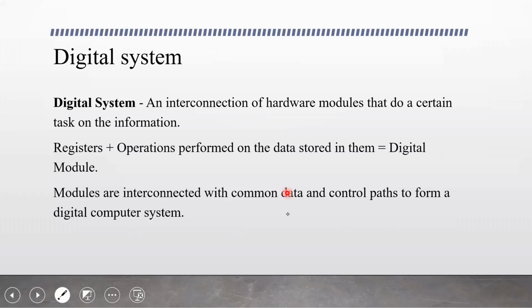If you take a subcomponent, it is defined by its registers. It contains registers and the operations that are performed on the data stored in the registers. Registers contain data, and the operations performed on that data define the digital module. Many modules interconnected together make up a digital system.